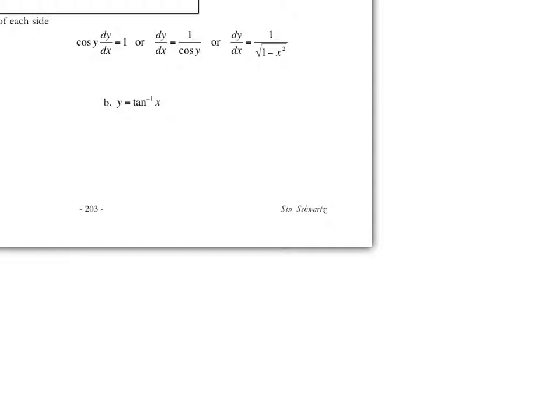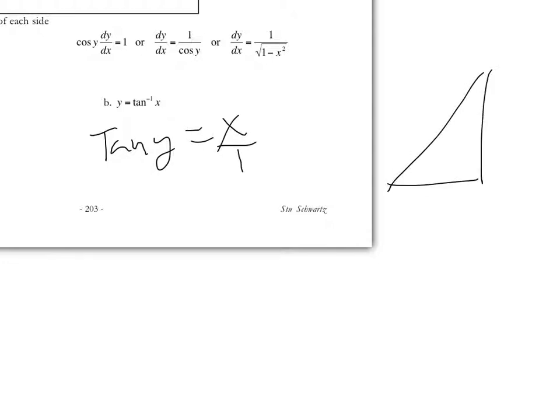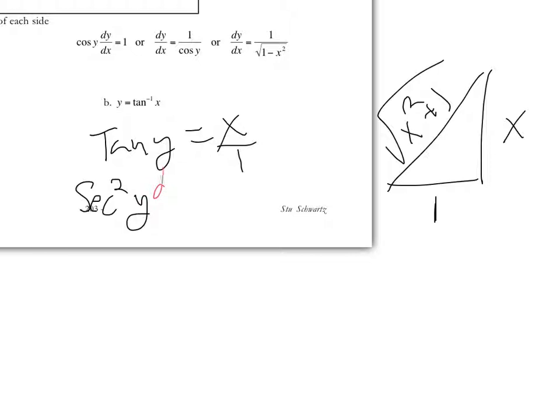And here we go. We know the tangent of y equals x, so x over 1. We're going to draw that triangle again. We know the opposite is x, the adjacent is 1, and this side is going to be the square root of x squared plus 1. Now we're going to take the derivative. The derivative of tangent is secant squared y, and then we need to remember to do dy/dx.